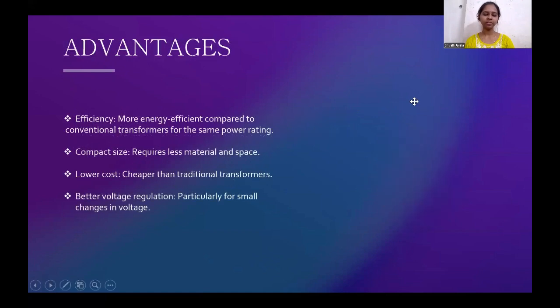There are many advantages of these auto transformers. Efficiency, as I told, it is highly efficient when compared to those two winding transformers. Compact size. This requires less size and space. Lower cost. This is cheaper when compared to those general transformers. Better voltage regulation. Particularly when we need small voltage changes, it can be used.